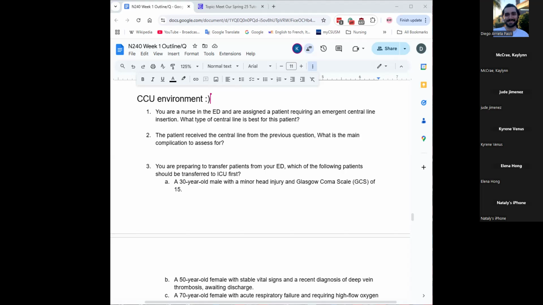Let's see, head of bed up. We could try to promote that other lung to expand. Where do I see vital signs? What kind of vital signs do you expect?